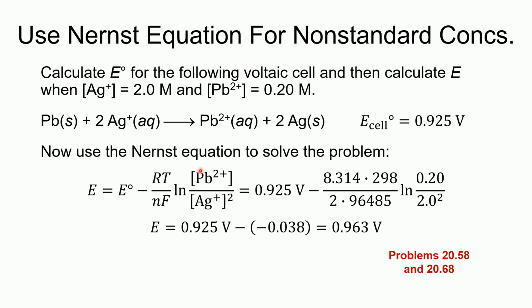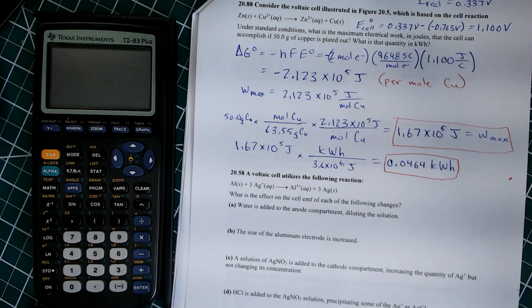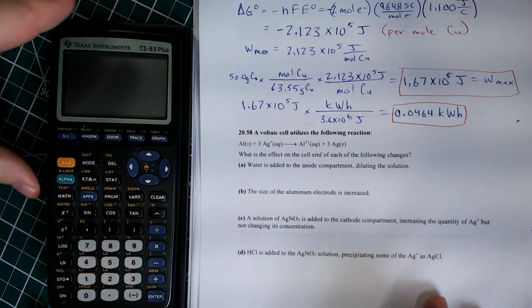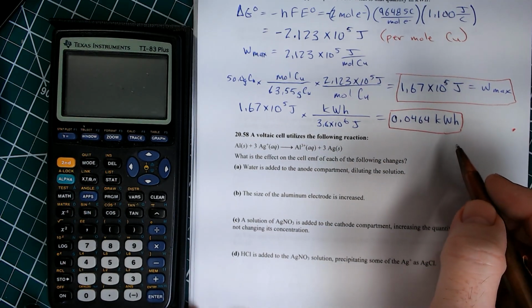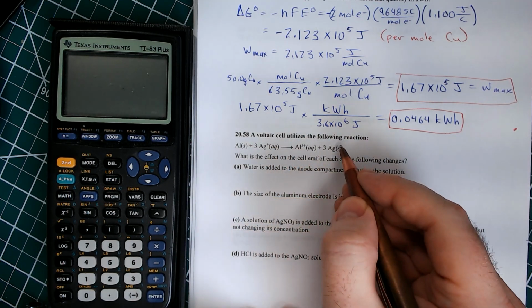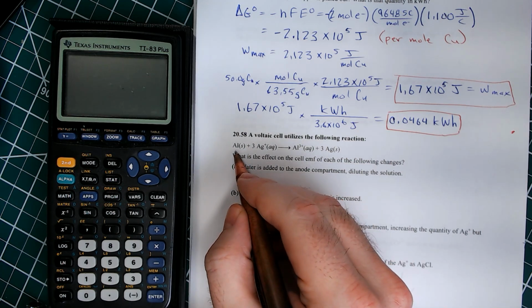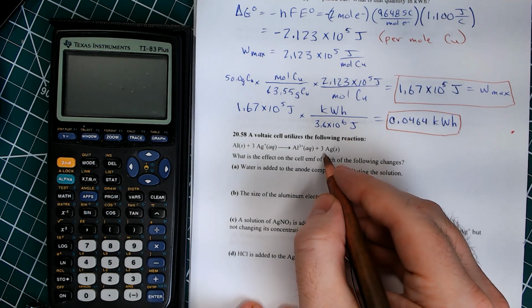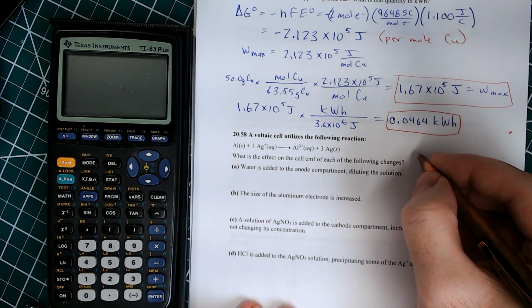So what we want to do is look at numbers 58 and 68. We'll start here with number 58, number 58 on our in-class assignment. We have a Voltaic cell that utilizes the following reaction: aluminum plus 3 moles of silver ion gives us aluminum ion plus 3 moles of silver metal.